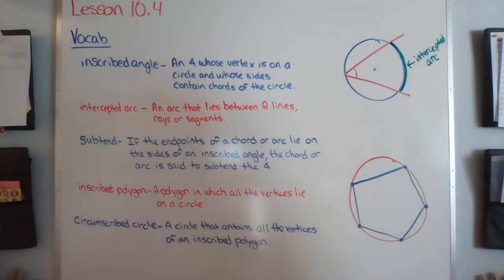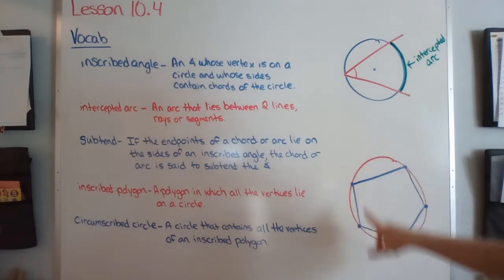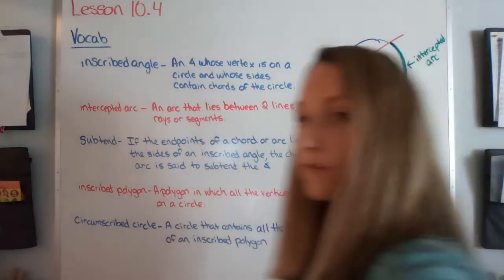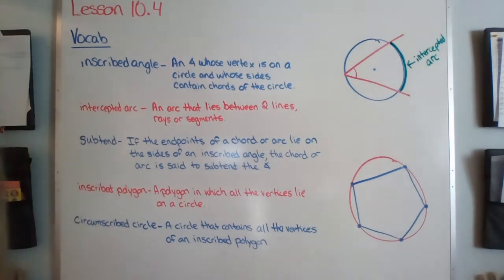The next term, we're going to actually look at the same diagram. A circumscribed circle: a circle that contains all the vertices of an inscribed polygon. So this polygon is inscribed in the circle. The circle is circumscribed about the polygon. Just 2 different terms looking at the same diagram. So that is it for vocabulary. I'm going to erase the board and get set up to go through the 4 theorems with you.